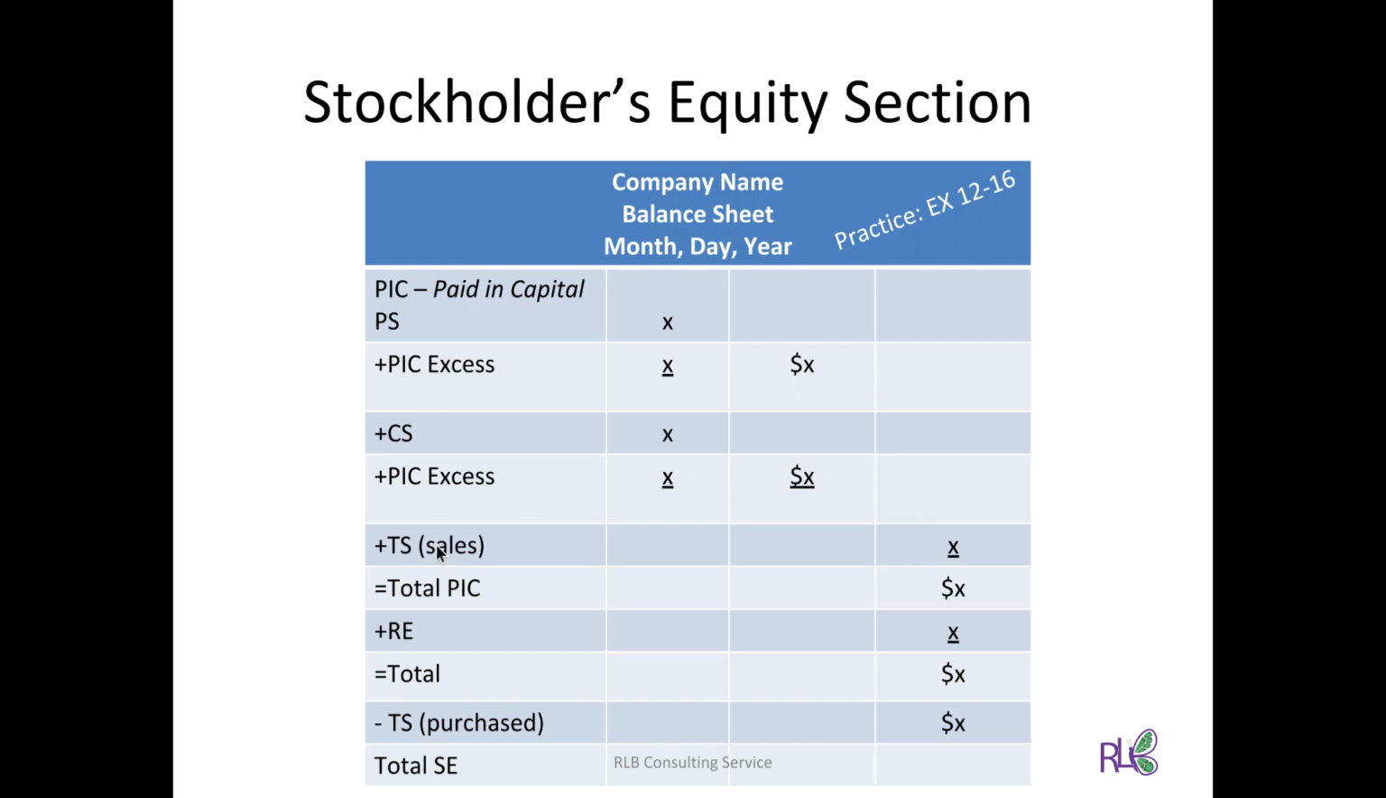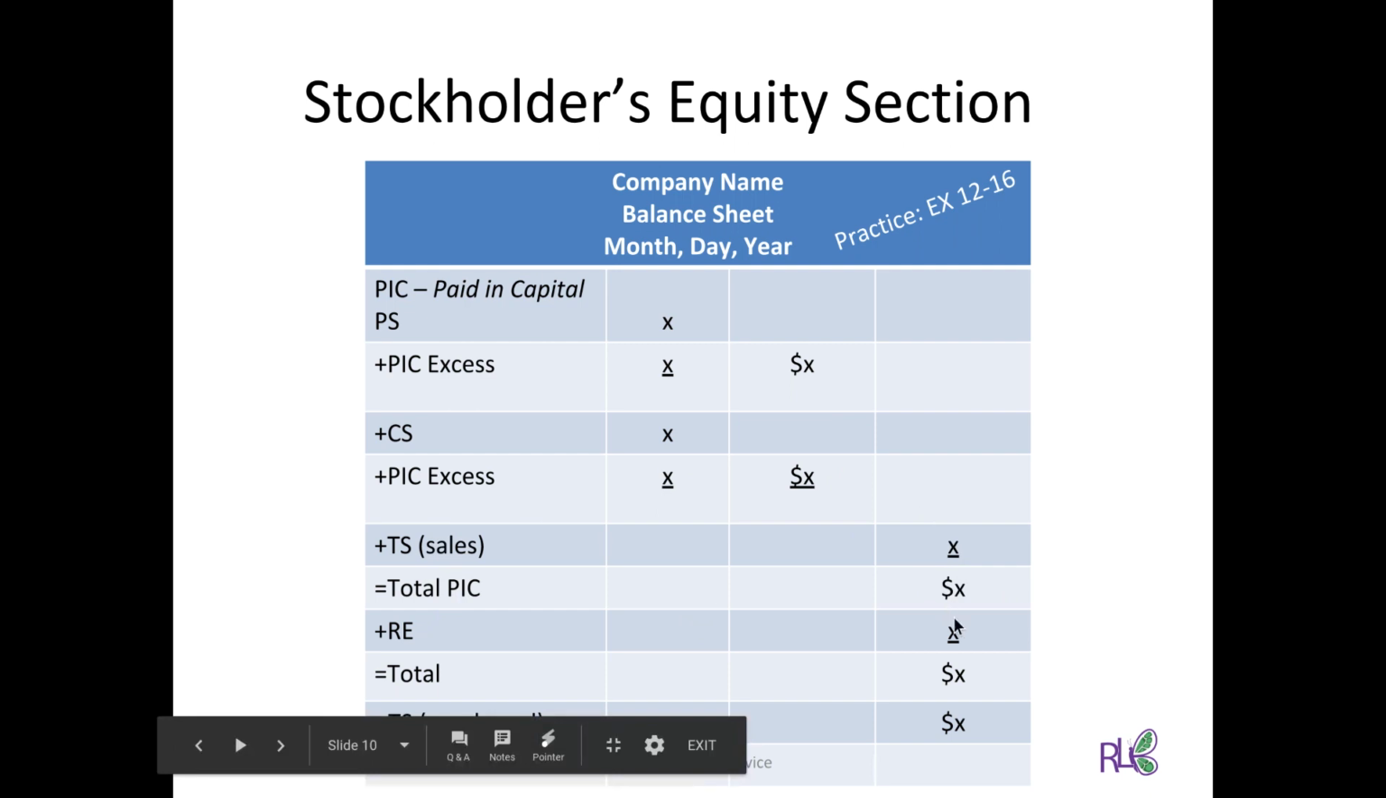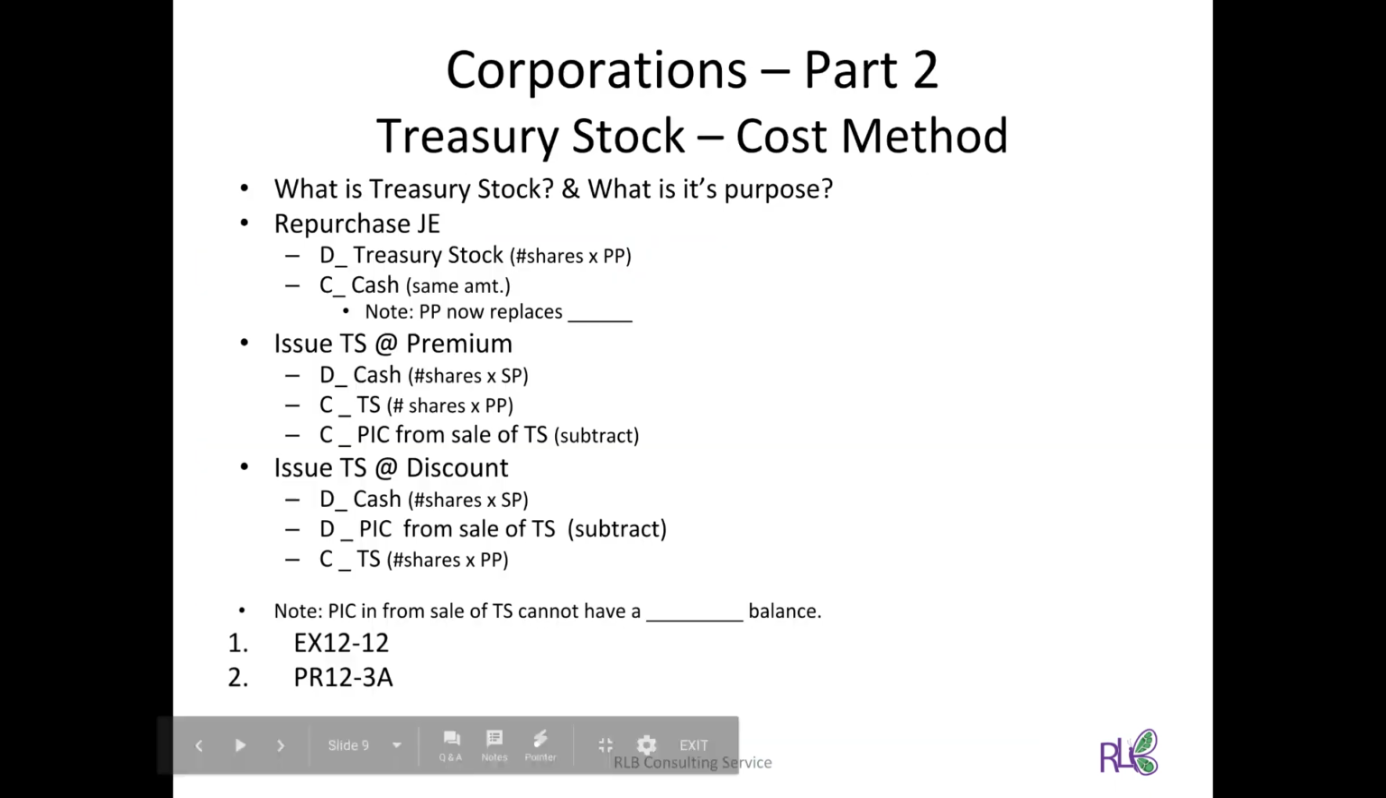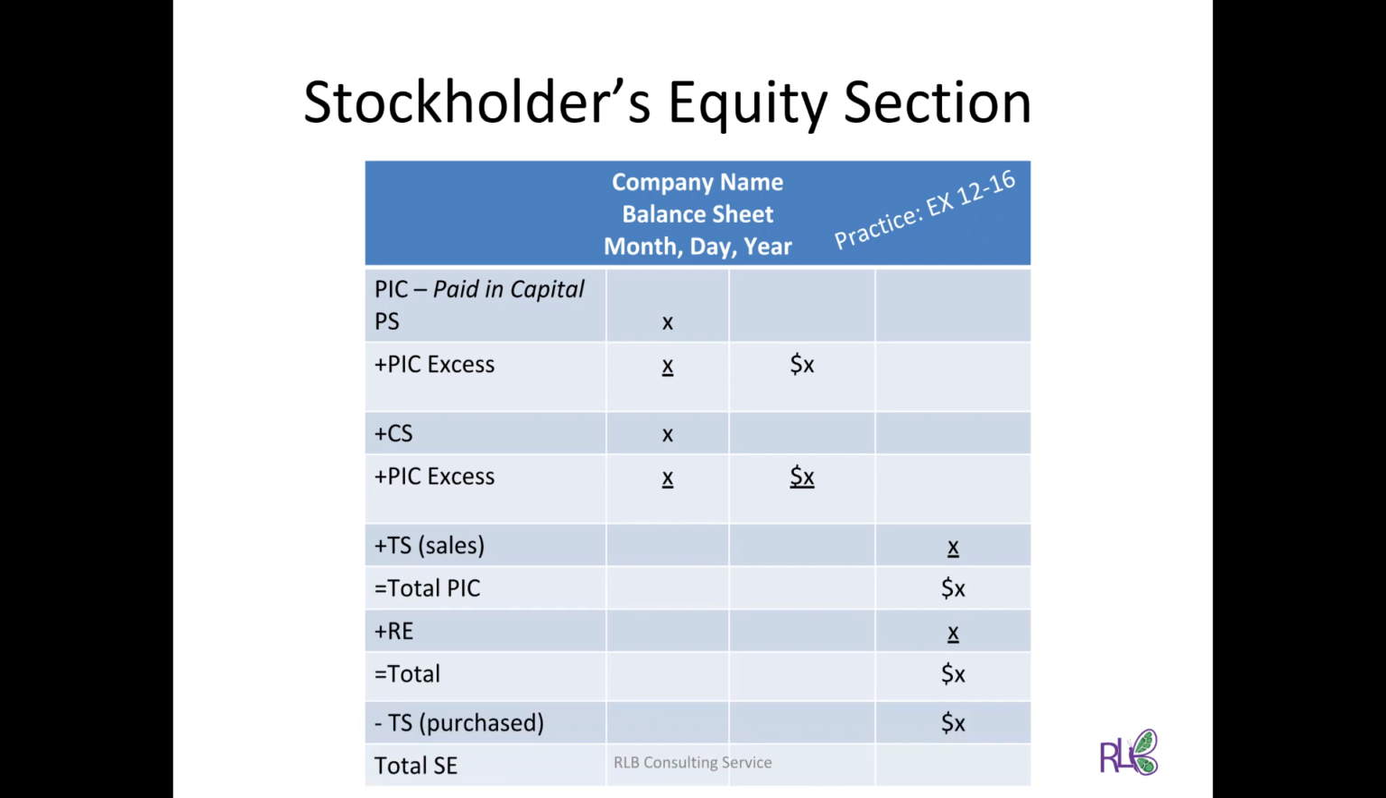Then for sales of treasury stock, we would add that amount. So all 3 of these amounts then will be our total paid in capital, PIC. Then we add retained earnings, which is here. And then that gives us our total at this point. Now to get your total stockholders' equity, you will have to subtract what your balance is in treasury stock. In other words, the stock that you repurchased that you still have, that you did not resell.